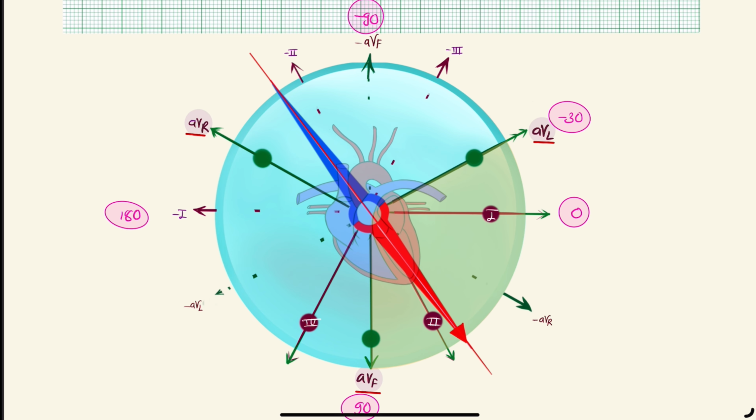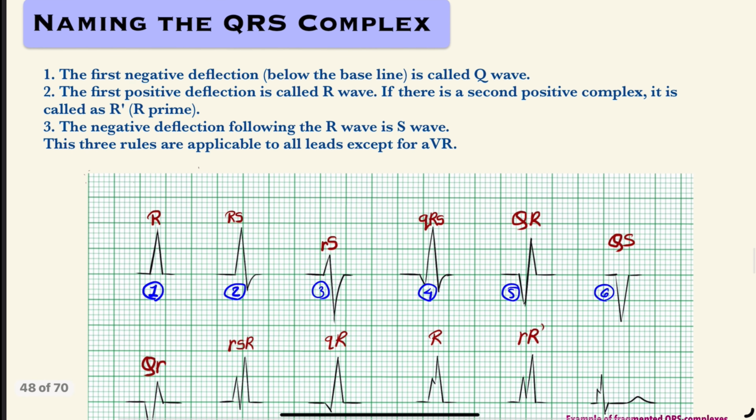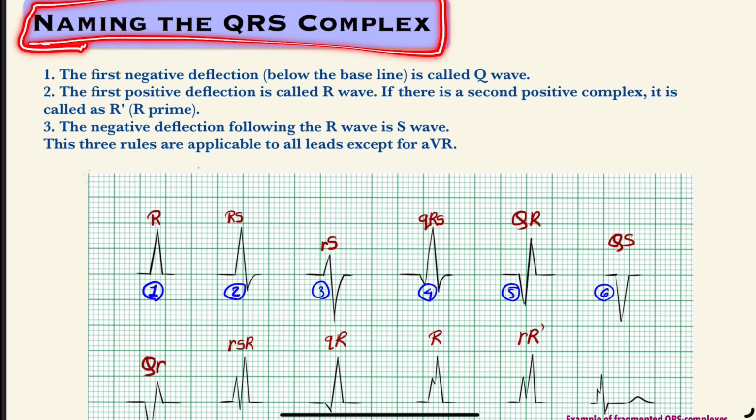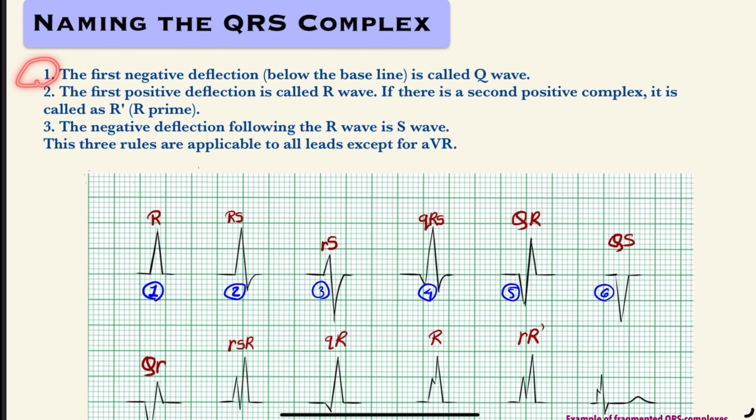Now let's move to the final topic in the basics of ECG, naming the QRS complex. For naming the QRS complex, we need to remember these 3 basic rules. The first rule is that the first negative deflection below the baseline is called Q wave. The first positive deflection is called the R wave. If there is a second positive deflection, it will be known as R prime wave. The negative deflection following the R wave is called S wave. These rules apply to all the leads except lead AVR.